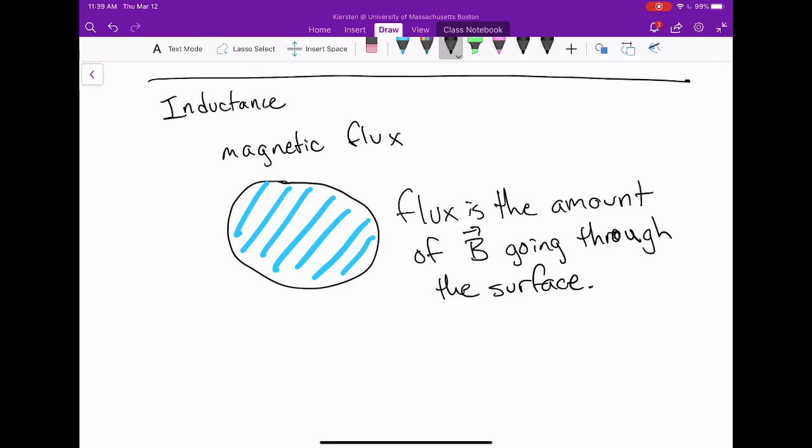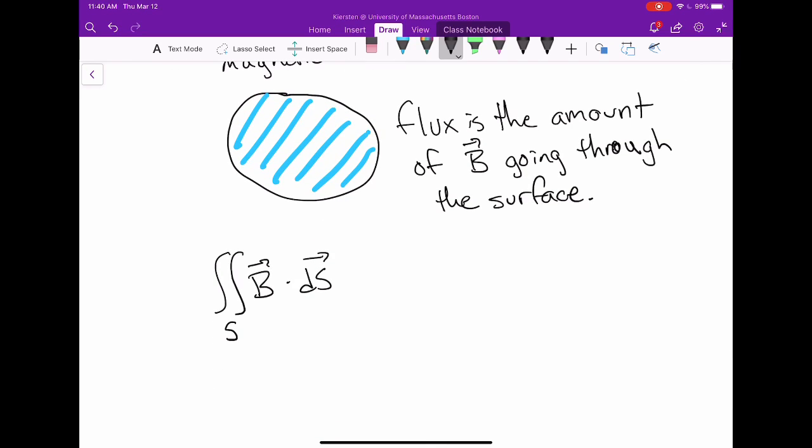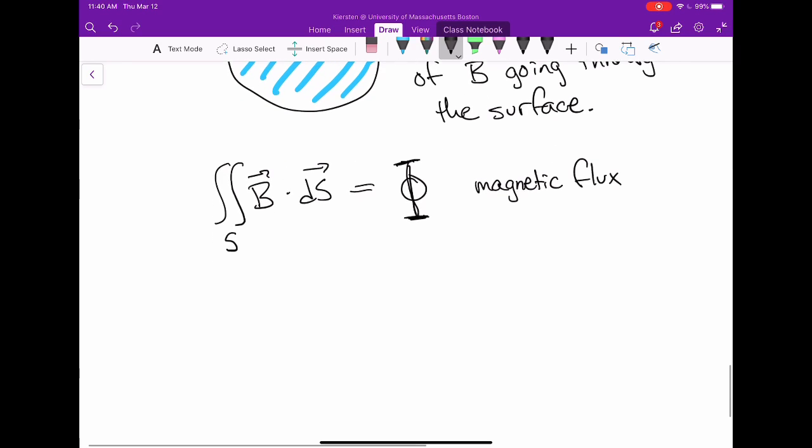Mathematically, we would write that as the surface integral over the surface S of B dot ds. So flux is just the amount of magnetic flux density going through that surface. And it has the symbol capital phi, which looks like an eye with a circle around it. So that's magnetic flux. But we're talking about inductors and inductance, and for that we need another quantity called flux linkage.